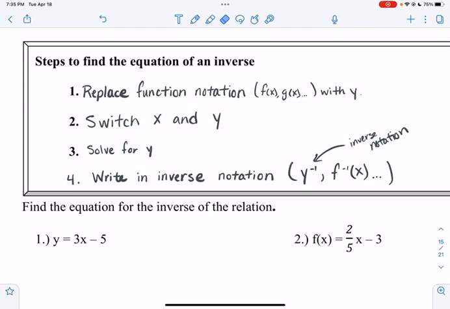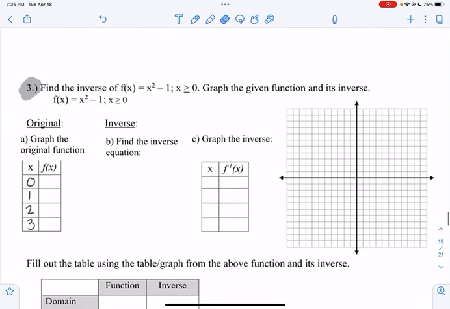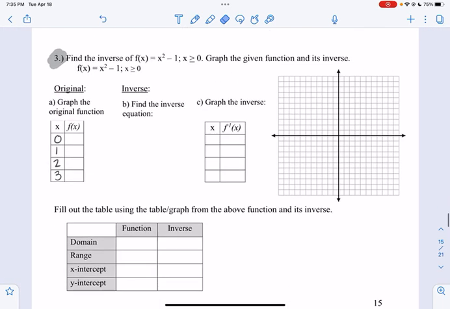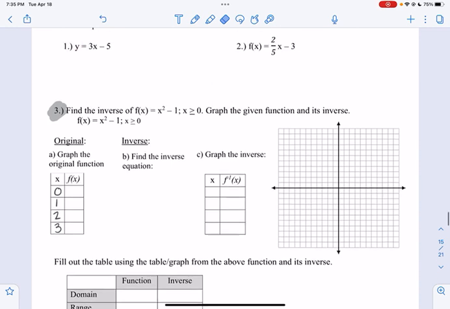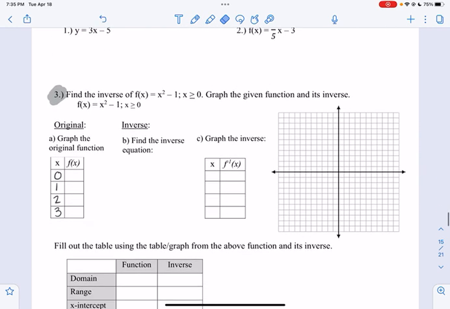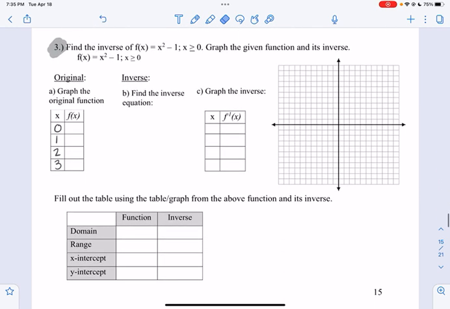So we're going to come down here and look at number 3. We'll come back to 1 and 2 a different time. So first thing it wants us to do is find the inverse of this equation. We're actually going to do that second and then graph the given function and the inverse that we find. So we're just going to do the original first. So let's focus on that. Then we'll talk about the inverse.